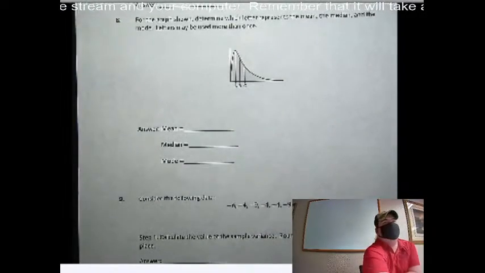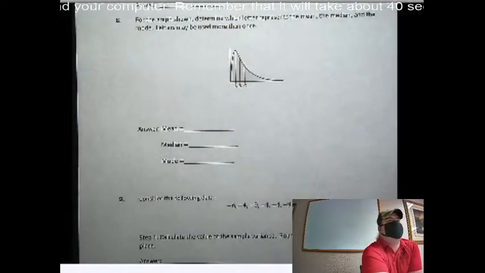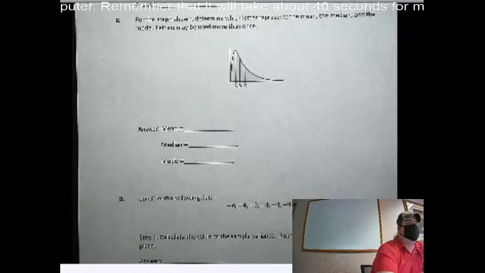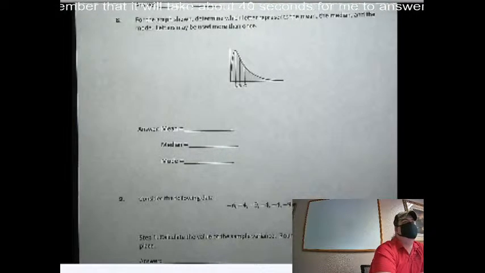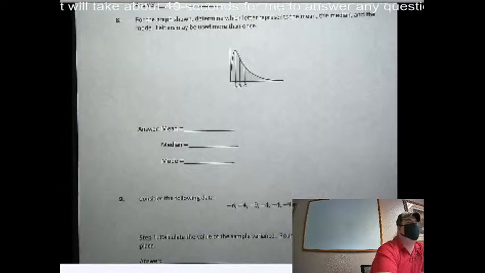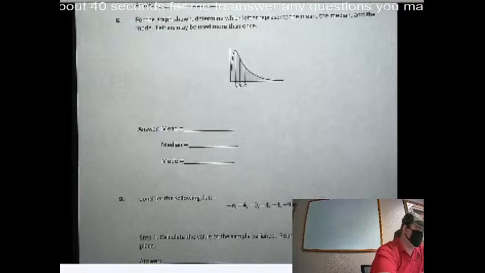So for the graph shown, determine which letter represents the mean, median, and the mode. Letters may be used more than once. Okay.